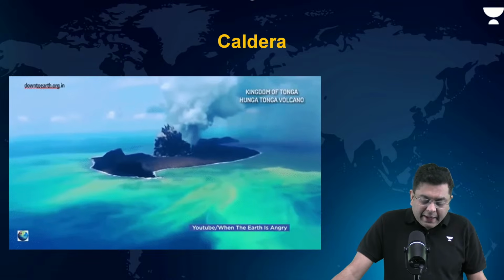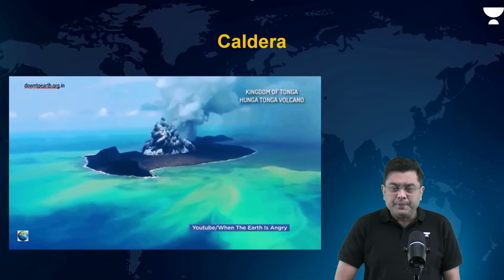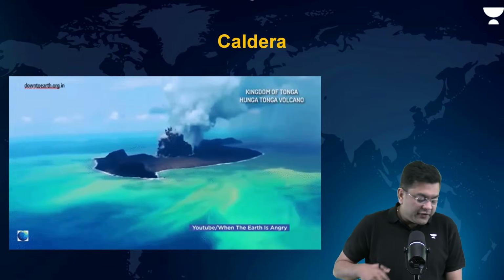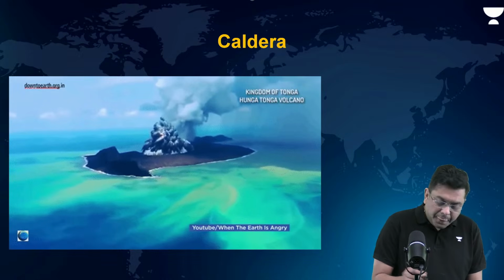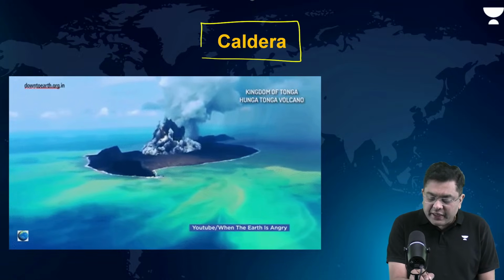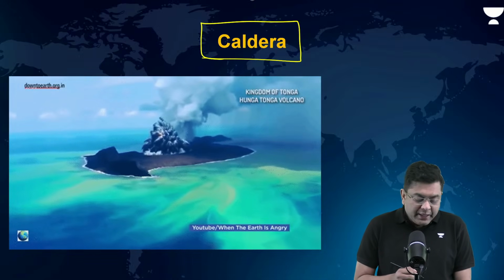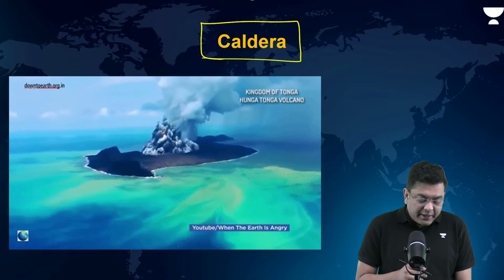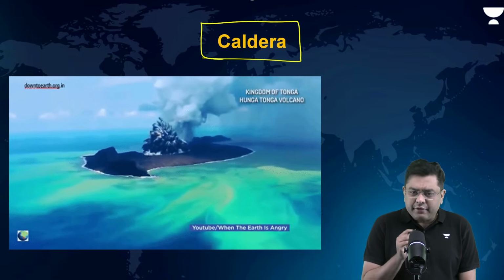Okay. Now, then we come to another kind of volcanic eruption or a volcanic landform which gets created, and that is what is known as a caldera. The image that you see is that of the Tonga eruption that I have been talking about. Now, what is a caldera? Now, I want you to observe this image carefully.